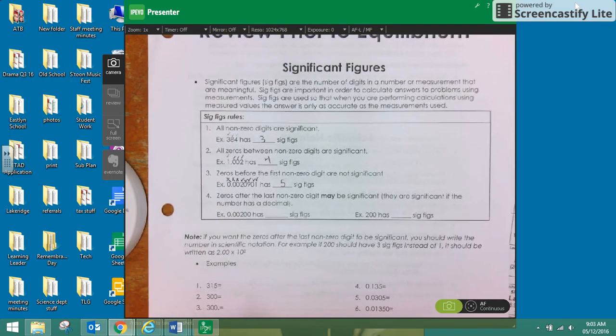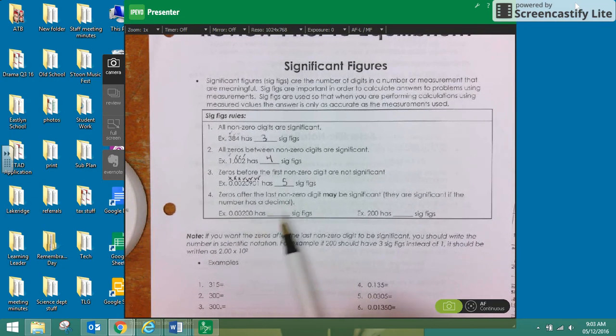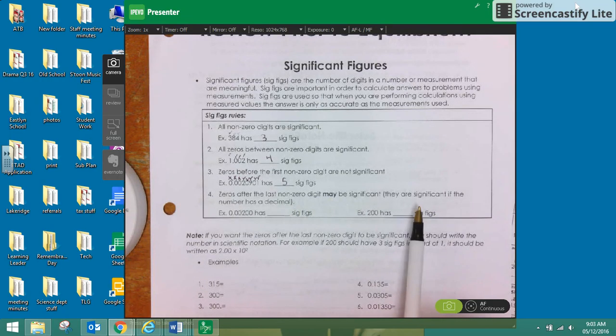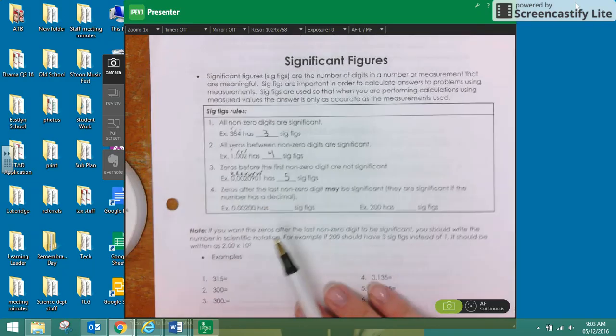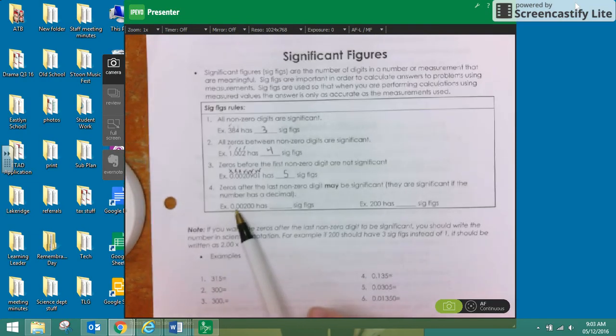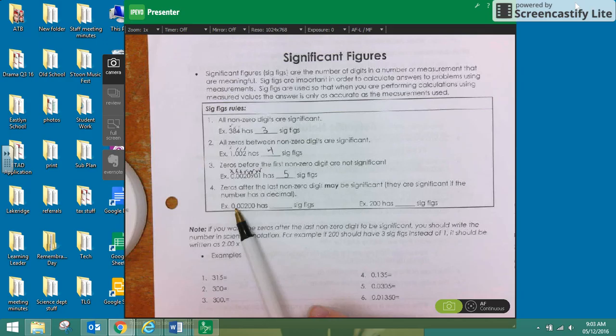The last rule is that end zeros, zeros after the last non-zero digit, may be significant. They are significant if the number has a visible decimal. So if we look at this example here, there's a visible decimal right here. So that means the zeros at the end are going to be significant.